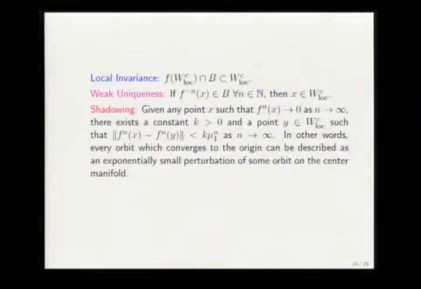On the center manifold, we have the following three properties. This is general theory, nothing special at this point. You have local invariance of the center manifold. You have weak uniqueness: if all backward iterates of a point remain in the ball on which you have partial hyperbolicity in the center manifold, then the point belongs to the center manifold. And you have shadowing: every orbit that converges to the origin is shadowed by some orbit on the center manifold that converges to the origin.